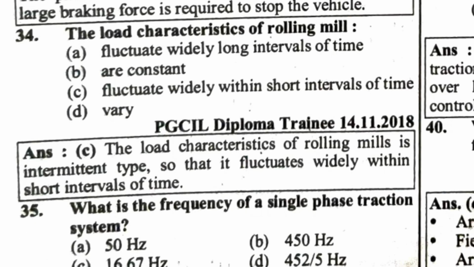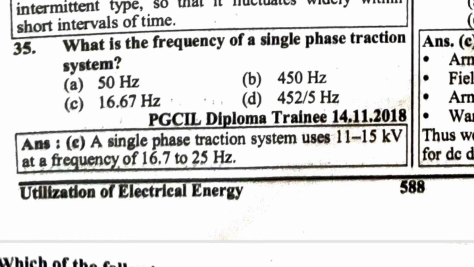The load characteristics of a rolling mill fluctuate wildly within short intervals of time. What is the frequency of a single phase traction system? Single phase traction system: 16.67 Hz to 25 Hz.